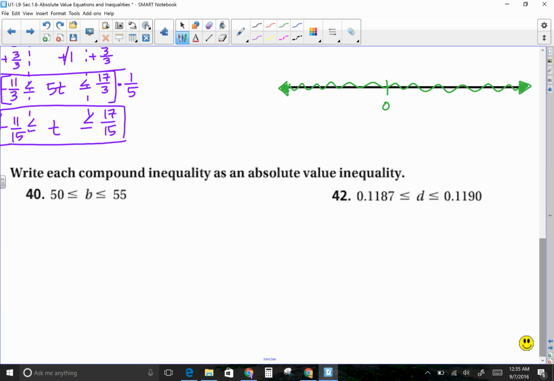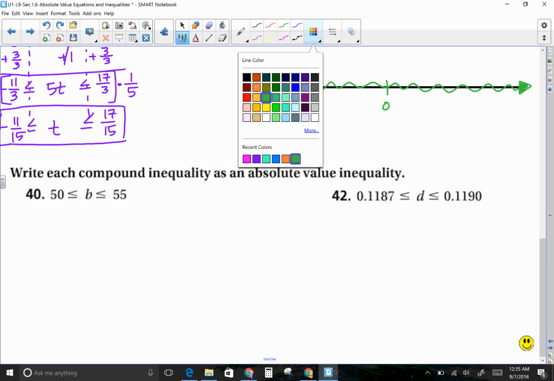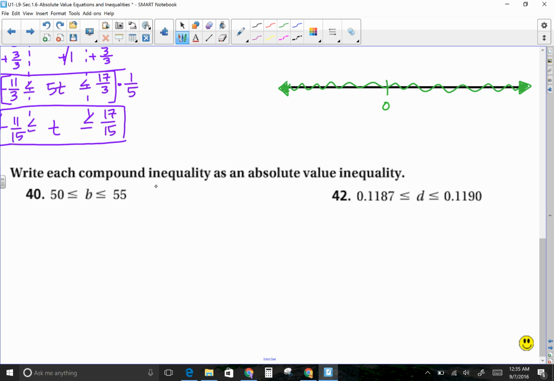All right, so the last type of problem that I want to do is one where you're going backwards. I like these problems. Write each compound inequality as an absolute value. So here's a compound inequality, which is similar to what we have there, and we're going to write an absolute value. So the first thing is, is the absolute value less than or greater than? Boom, everybody knew it was less than.